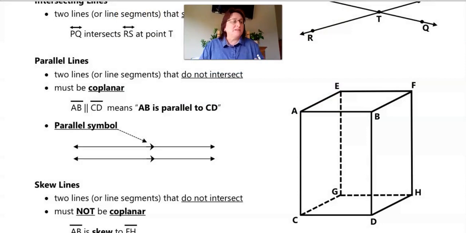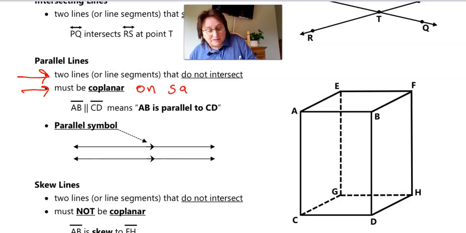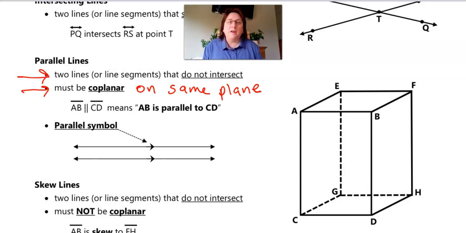First and foremost, let's look at parallel lines. Most of you are very familiar with parallel lines. As you can recall, they are two lines or line segments that do not intersect. They're never going to intersect. Something else: they must be coplanar. Do you remember what coplanar means? Coplanar means that they're on the same plane.